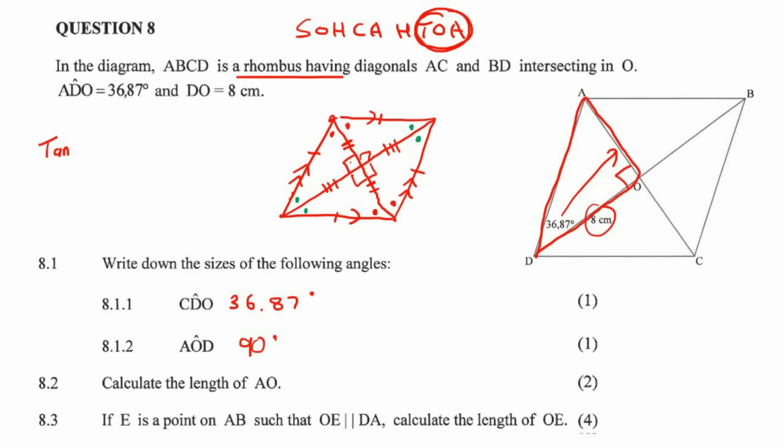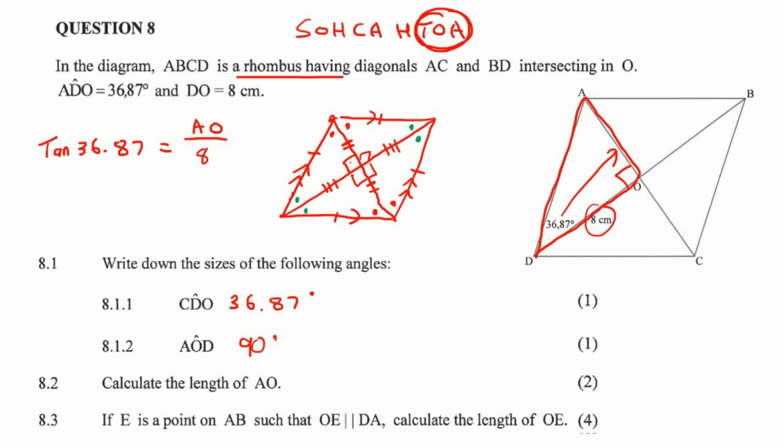Okay, so what we'll do is we say tan of the angle that we have, which is 36.87, equals the opposite, which is AO, over the adjacent, which is 8. And now, some students struggle with this, we've got to try to get this part by itself.